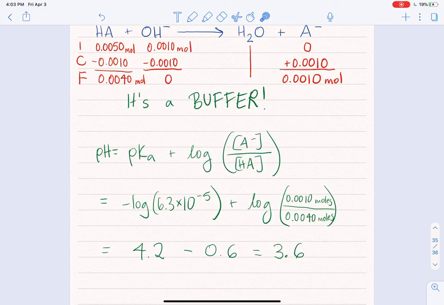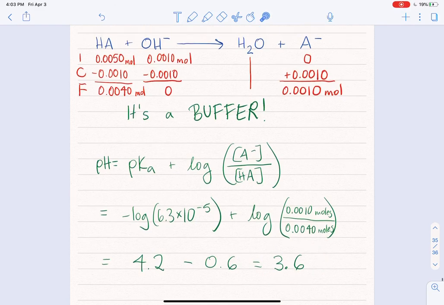So those total volumes would cancel. So I can actually just plug in the number of moles of each, ignoring the total volumes. And again, I can only do that because this is a ratio and those total volumes would cancel anyway. So the pKa is 4.2. This term comes out to negative 0.6. So after you do this calculation, you should get a pH of 3.6.